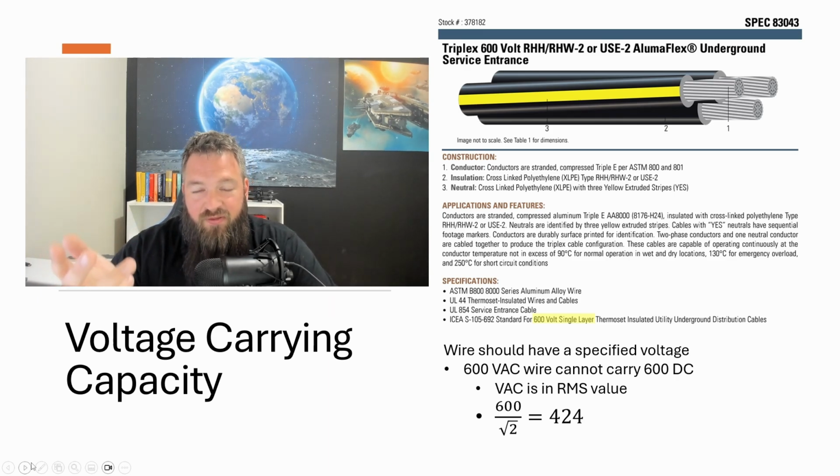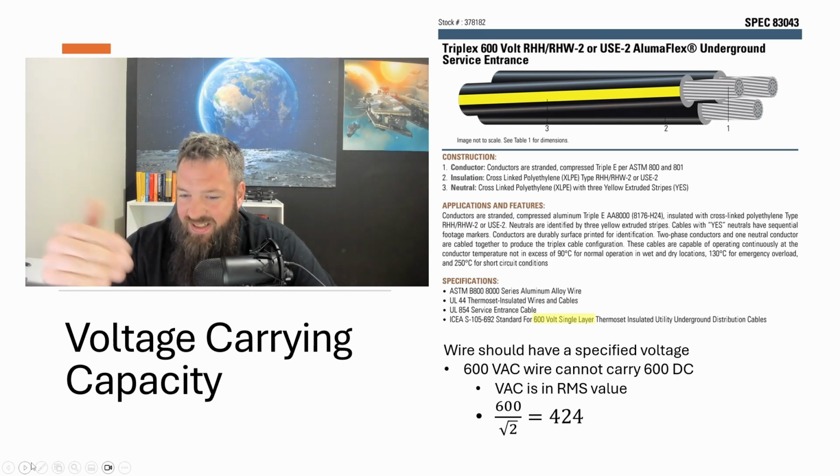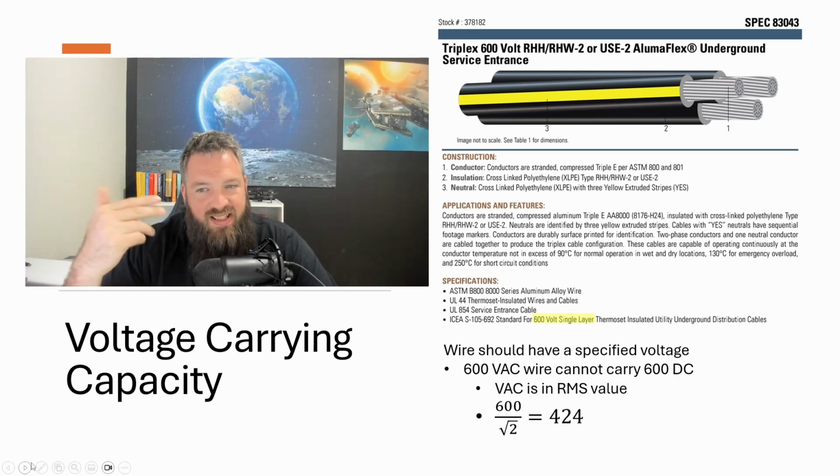So I have 600 VAC wire right here. If I want to put DC voltage through here, what's the maximum voltage I can put through these wires? Well, 600 divided by square root of 2 is 424. So this is 600 VAC wire, or 424 volt DC wire. This might not be specified on your data sheet, but typically if it's higher voltage, they're expecting VAC. If it's lower voltage, they're expecting DC.